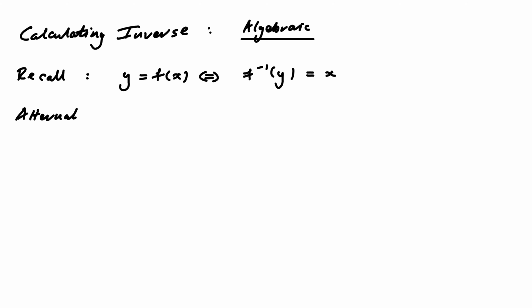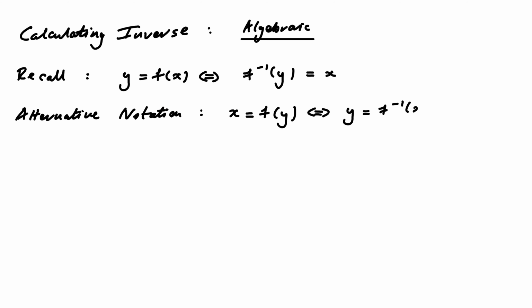to make it a bit more standard. So alternative notation. Well, let's just flip the x and the y. So if I was to write x is equal to f of y, just changing the notation, nothing profound here, I'm just using x and y differently than before. This is if and only if y is equal to f inverse of x, which feels a lot more natural if I want to work out the inverse. So this is totally equivalent. It's just I'm flipping the notation.